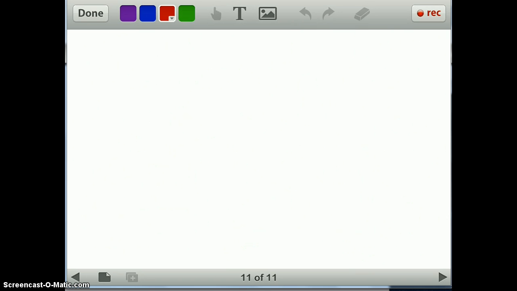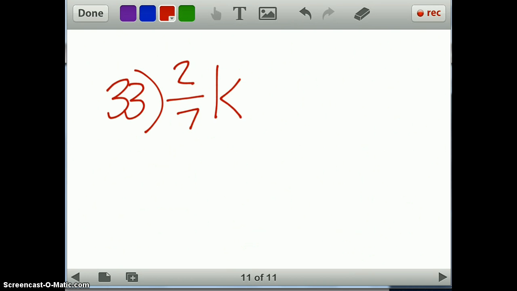30 has decimals, so I think you can do that one. 31 has a decimal. I think you can do that one. 32 just has a 1/3, so how do you undo that? But let's look at 33. 33 says 2/7 k minus 1/14 k equals -3.